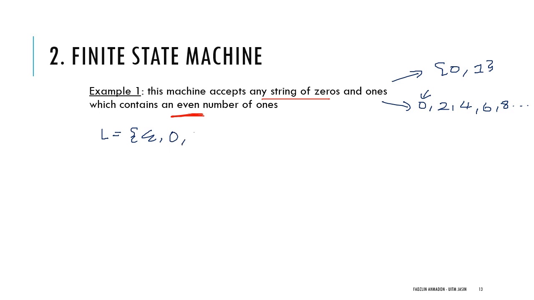Then we can have 1, 1. Remember, if we want to put 1, the 1 must be in even number. Then we can have 1, 0, 1, 0, 1, 1, 1, 1, 0, 0, 1, 1, 0, 1, 0, 1, 0, and so on. Now let's see the state graph.